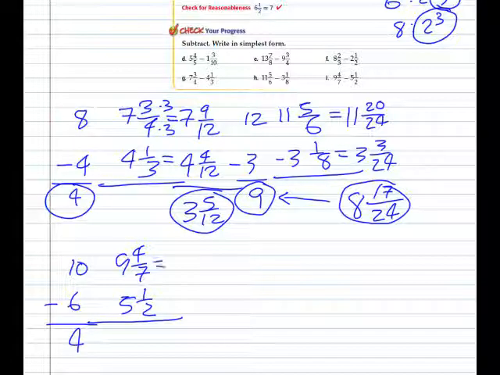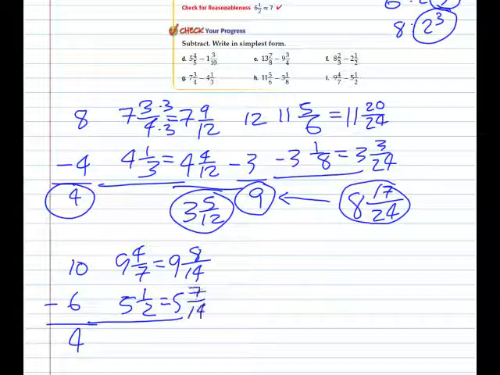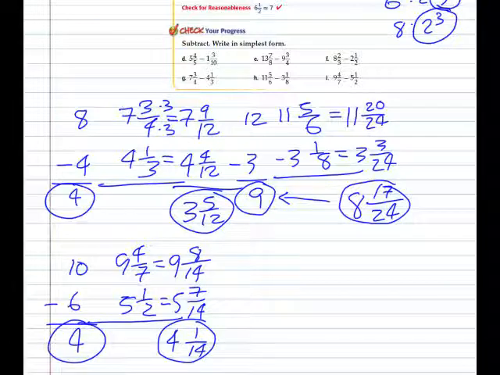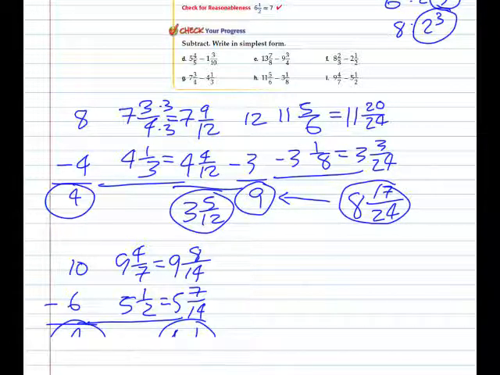Both denominators are prime, so we're going to multiply them together to get our lowest common denominator, which then would be 14. 9 4/7 becomes 9 8/14. 5 1/2 becomes 5 7/14. Subtract the fraction part. 8 minus 7 is 1. Keep the denominator. 9 minus 5 is 4. Again, very close to my estimate of 4. Tells me my answer is reasonable.